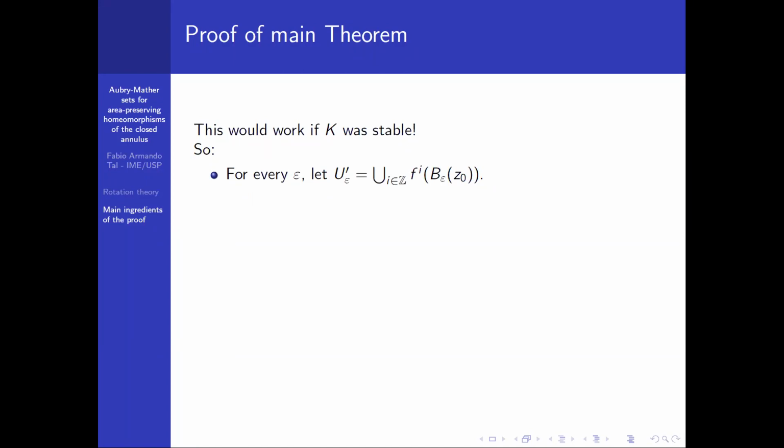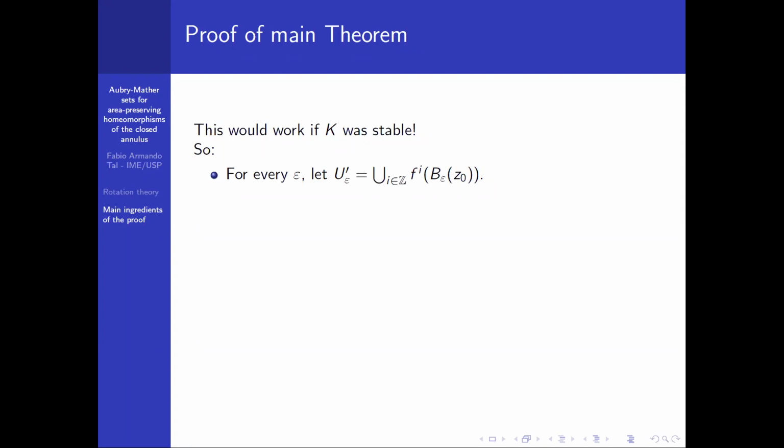So you are here in the annulus, okay? And you have your point Z0 here. And you're saying, okay, I have a sequence of points Zn which accumulates at Z0. So what I'm going to do is take a small epsilon ball around Z0, and I start iterating this ball. I take the image of this, and the second image, and the third image, and so on.